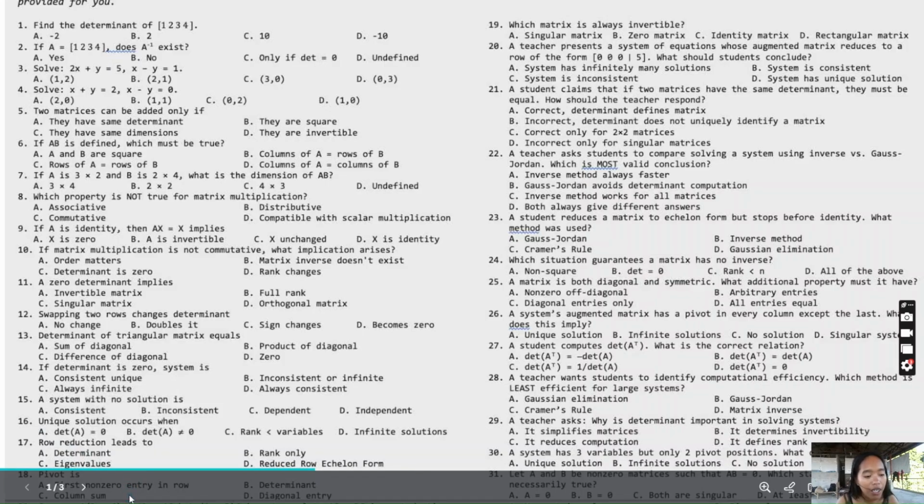So number 16, unique solution occurs when what? The answer is letter B.